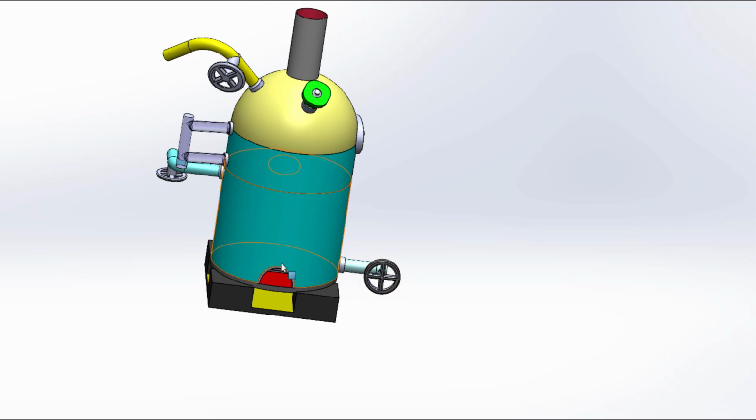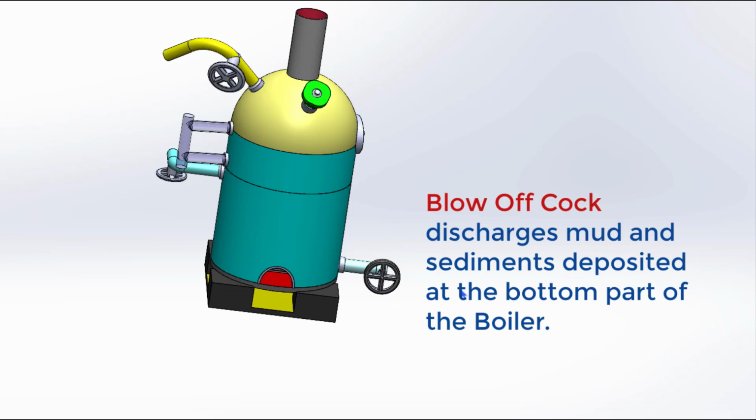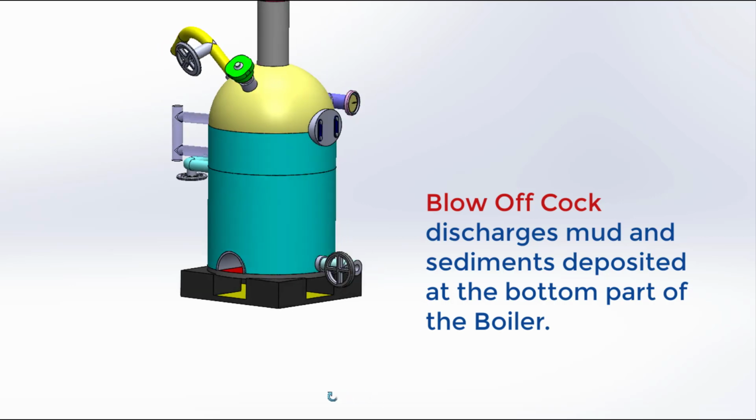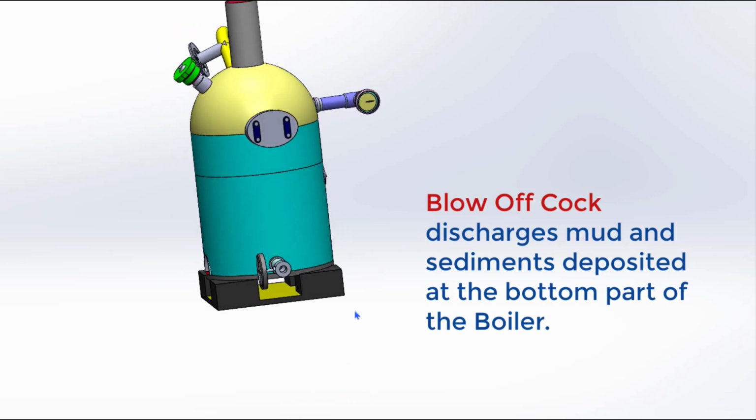then the water will be blown out of the boiler under pressure, because the pressure inside the boiler is very high, and that pressure will blow out the water. Along with that water, the mud particles that are deposited at the bottom part of the boiler will go out of the boiler. So this is called the blow off cock.